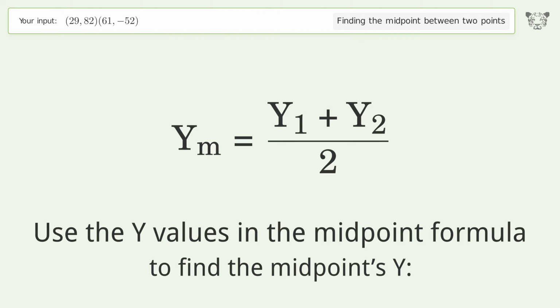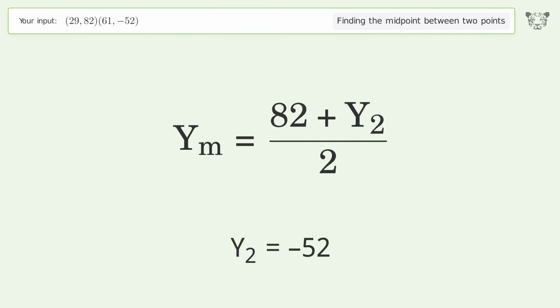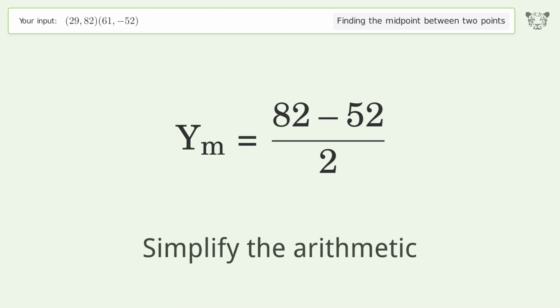Use the y values in the midpoint formula to find the midpoint's y. y1 equals 82. y2 equals negative 52. Simplify the arithmetic.